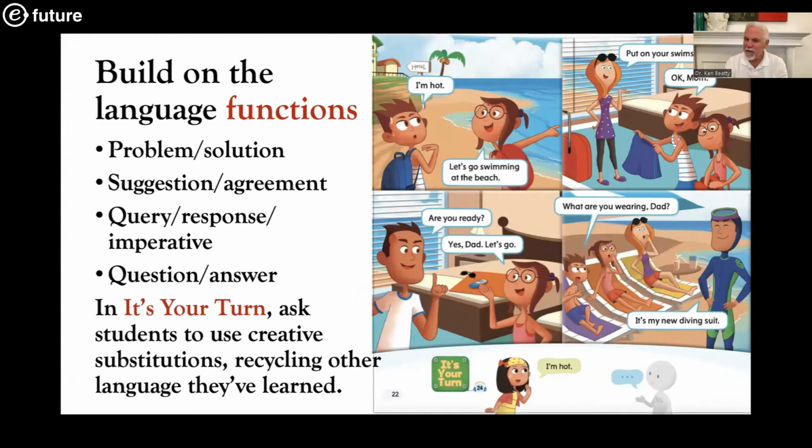So what do I mean by language functions? Okay, well, let's look at this dialogue, which is quite simple, but what exactly is going on in this dialogue? We've got, I'm hot, and let's go swimming at the beach. It's a problem and a solution. See, problem, solution. That's what it's doing in terms of discourse. The second one, put on your swimsuits. Okay, Mom. It's a suggestion or a command and agreement. The query and response is the next one. Are you ready? Yes, Dad. So that's a response, but also an imperative. Let's go, right? Let's go.